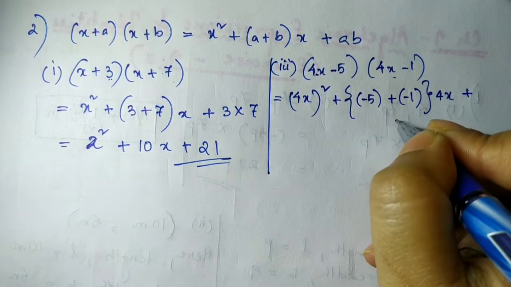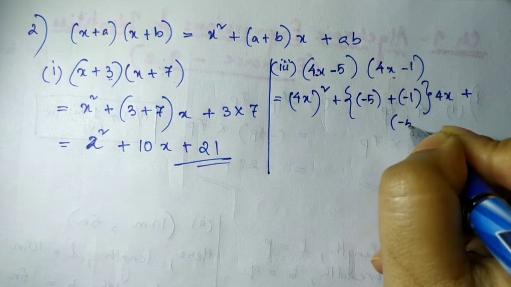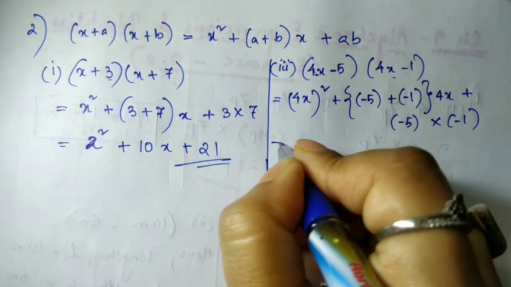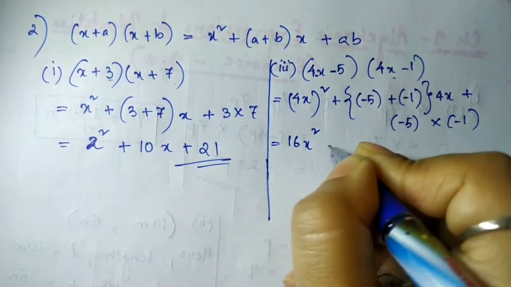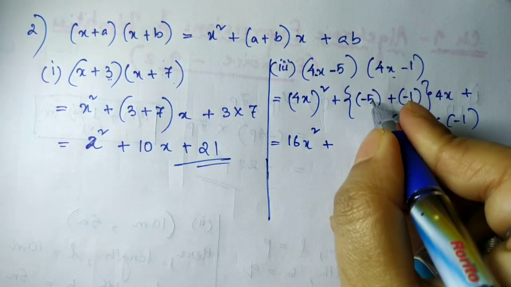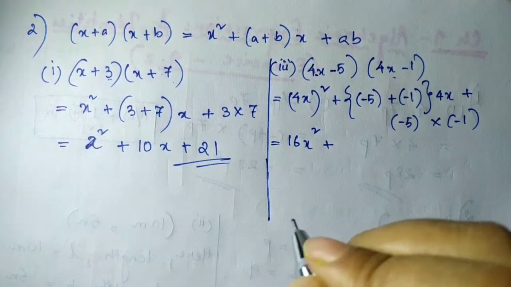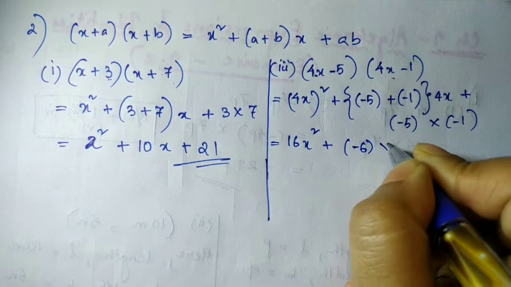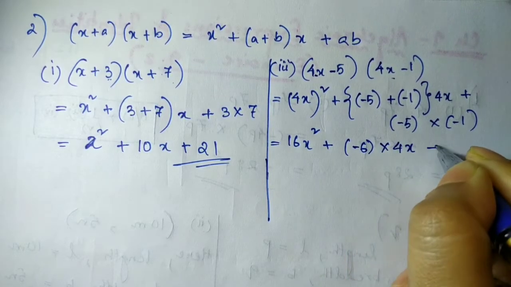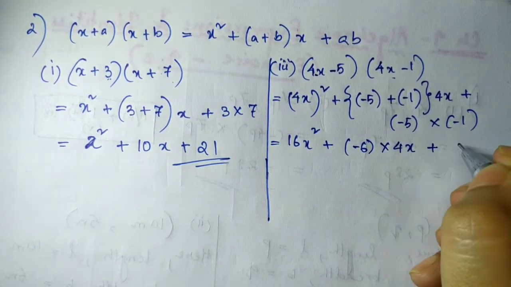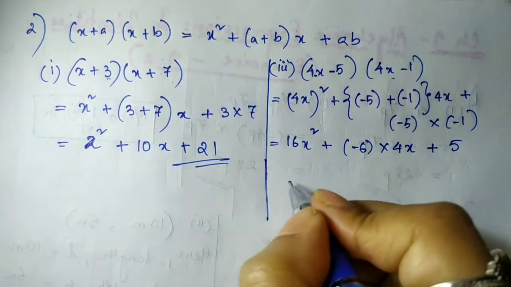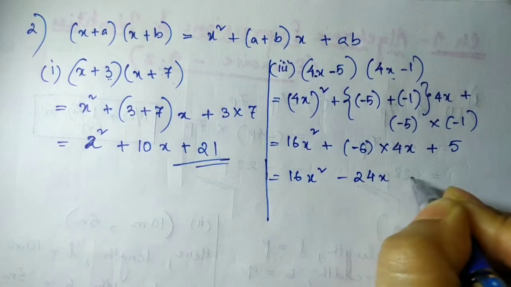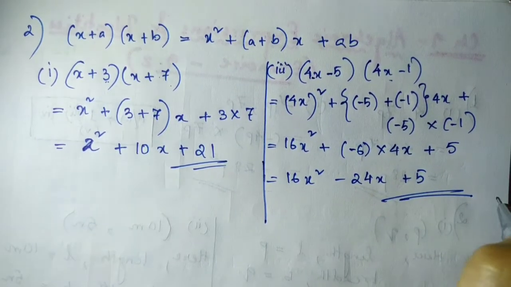A into b is, I am just writing down here, minus 5 into minus 1. So 4x square means 16x square, plus minus 5 minus 1 will be equal to how much? Minus 6. So minus 6 into 4x, plus minus 5 into minus 1 will be plus 5. 16x square minus 24x plus 5, and this is your solution.